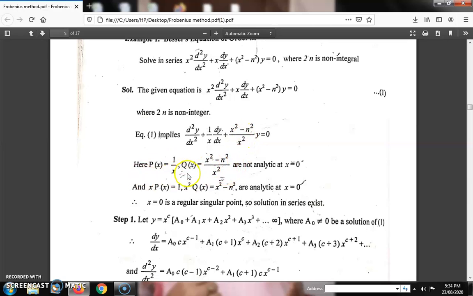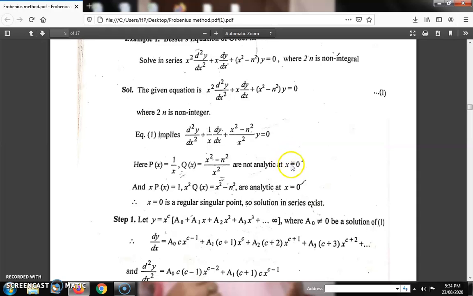You see both P(x) and Q(x) are not analytic at x = 0. As we are doing the Frobenius method, in the Frobenius method we are taking only 0 as a regular singular point. So we have to prove here that x = 0 is a regular singular point. It is clear that both are not defined at x = 0, so they can't be analytic at x = 0. So x = 0 is a singular point.